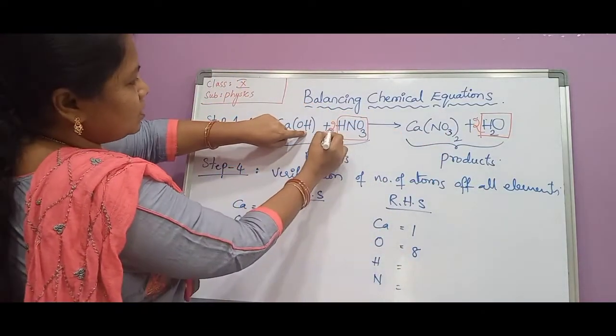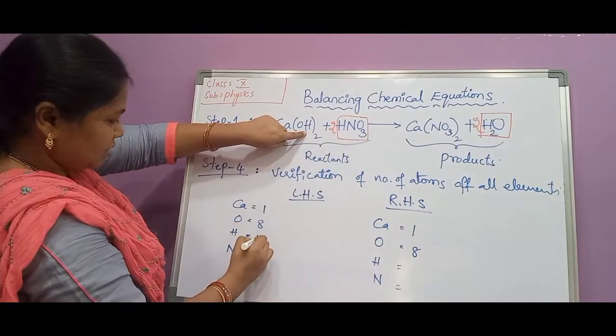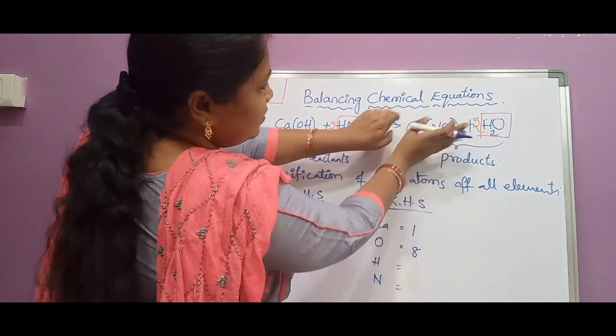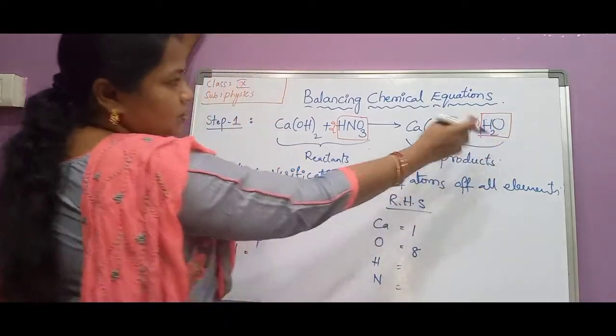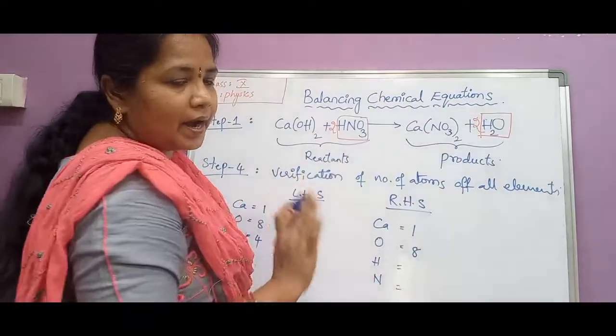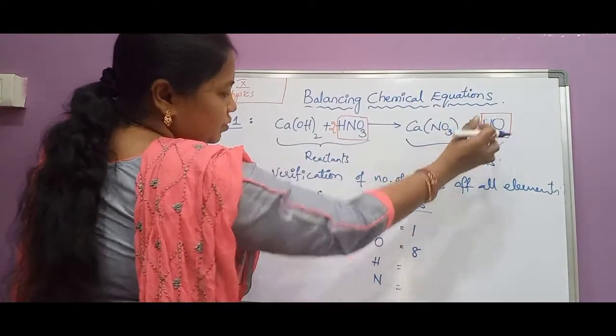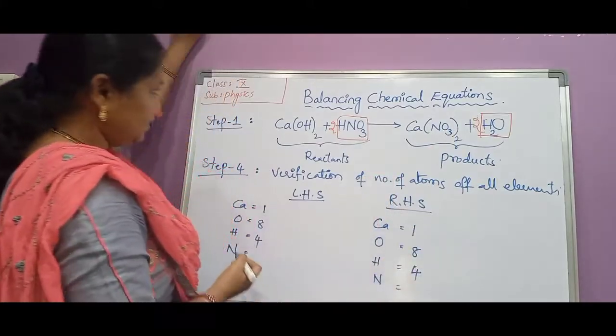Hydrogens: here 2 are there. In this formula also 2 HNO3 means 2 hydrogens. 2 plus 2, 4 hydrogens are there. In this formula there is no hydrogen, and in this formula 2 into 2. Subscript and coefficient should be multiplied with each other, should not be added together. We should multiply with each other. 2 into 2 is 4. 4 hydrogens are there.